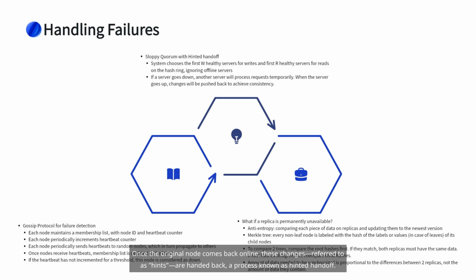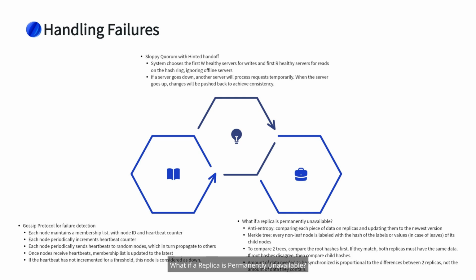Once the original node comes back online, these changes, referred to as hints, are handed back, a process known as hinted handoff. This allows the system to accept reads and writes even during partial outages, helping us meet high availability requirements.